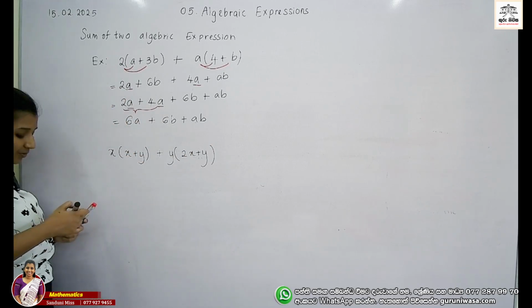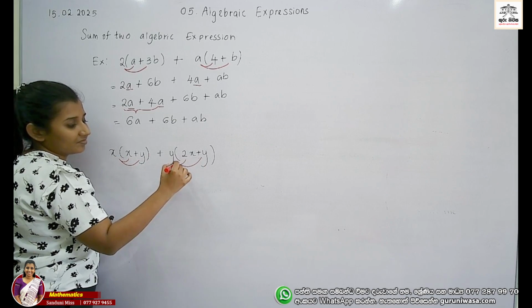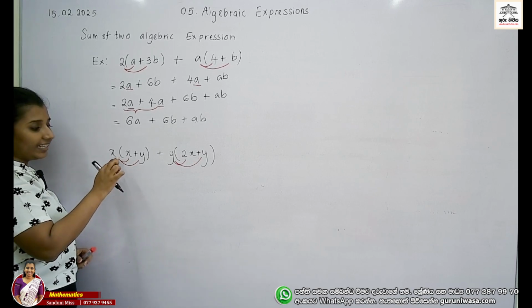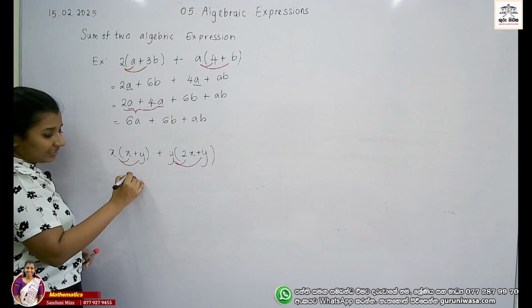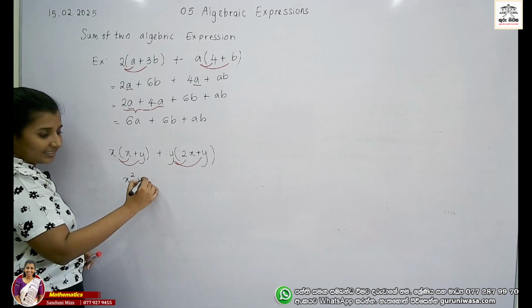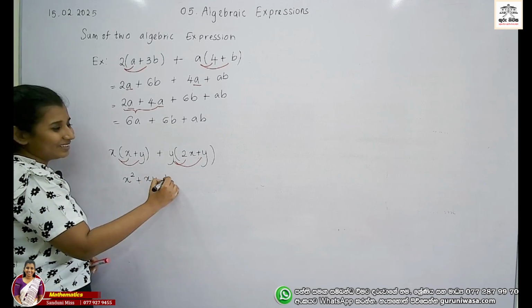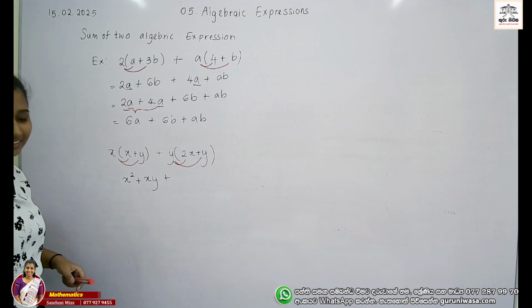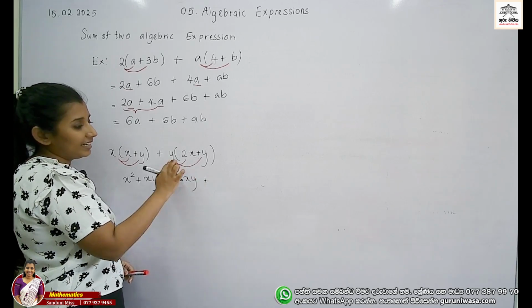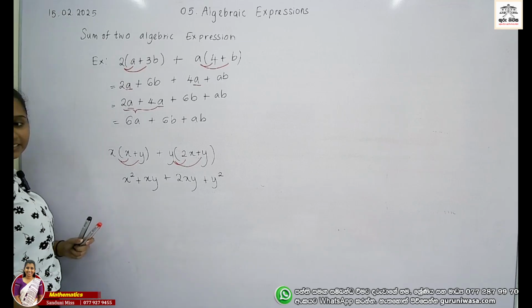Right. Shall we find this one together? We'll see. X times X is how much? X times X. X square. Very good. Plus X times Y. XY plus Y times 2X. 2XY plus Y times Y is Y squared. Right. Now tell me what are the like terms?